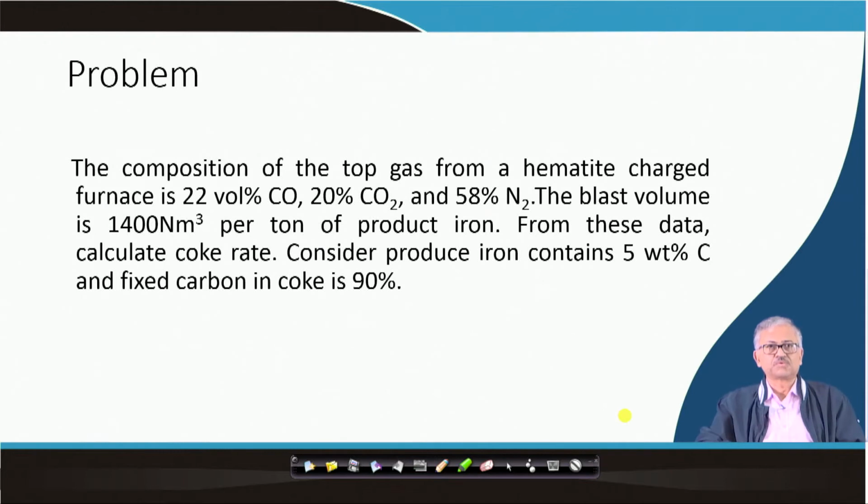Now let us do a simple problem: the composition of the top gas from a hematite charged blast furnace is given.